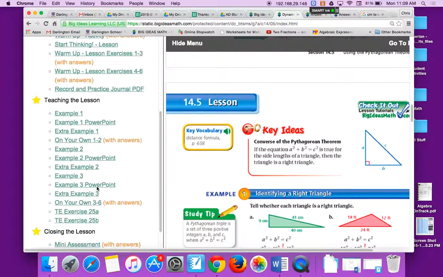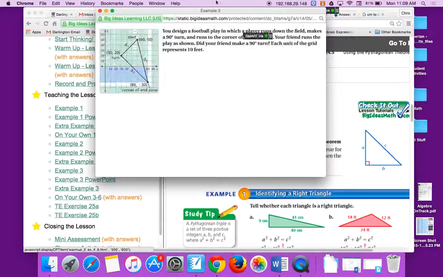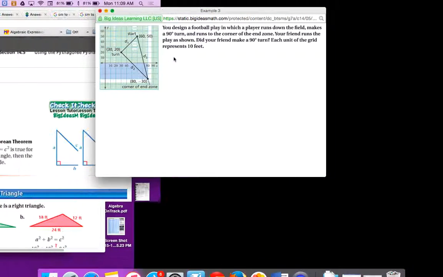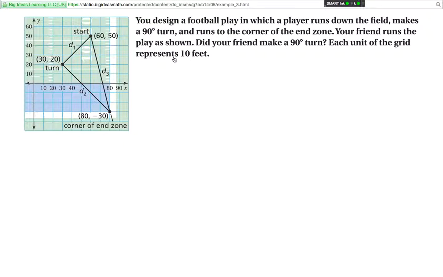All right, last one for my football players. Now you all pay attention. You design a football play in which a player runs down the field, makes a 90-degree turn, and runs to the corner of the end zone. Your friend runs the play as shown. Did your friend make a 90-degree turn? Each unit of the grid represents 10 feet.